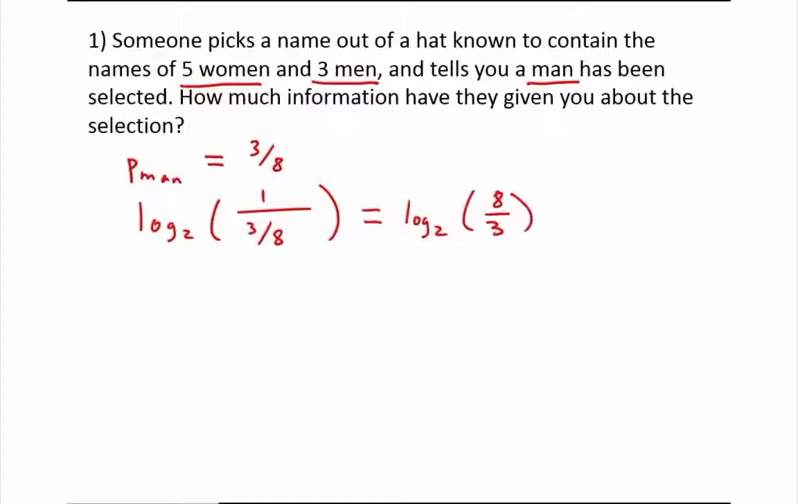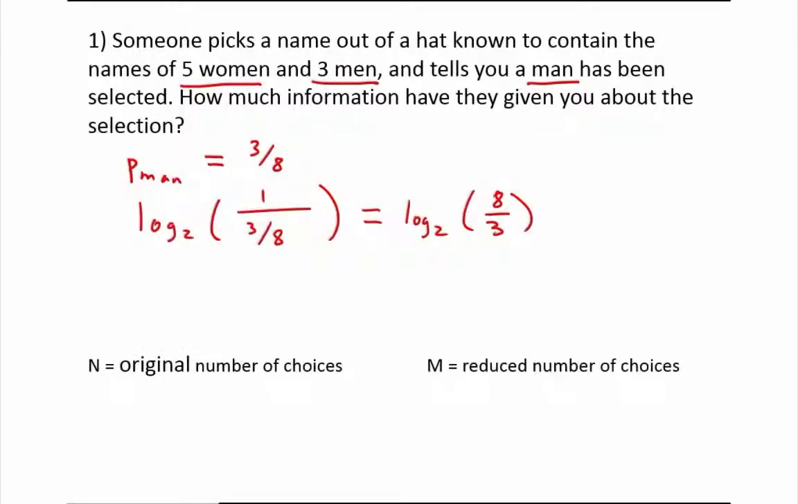Another way to think about this is that if you start off with n choices and the additional information that you are given reduces your choices to m, then the amount of information that you have been given is log base 2 of n over m. In this example, n equals 8 because that is the original number of choices. The reduced number of choices once you're told that a man has been selected is 3, so m equals 3. This means that the amount of information you received is log base 2 of 8 over 3.